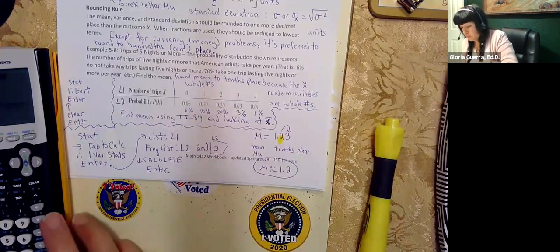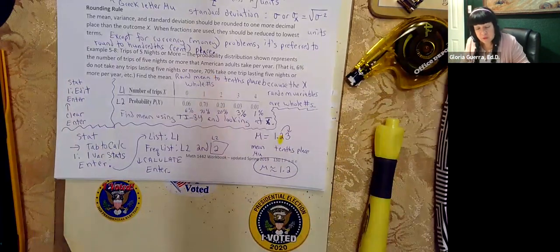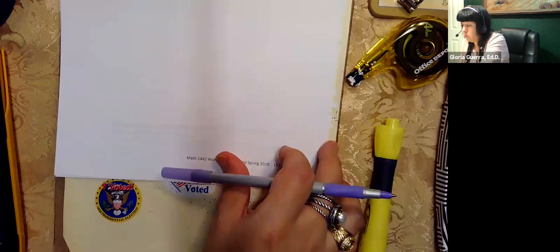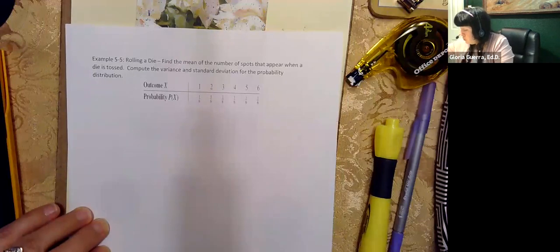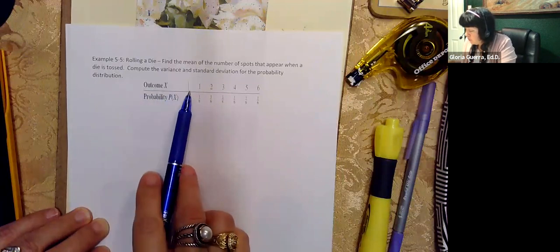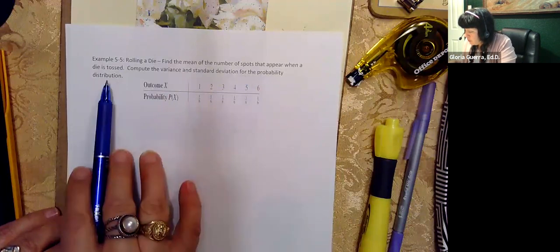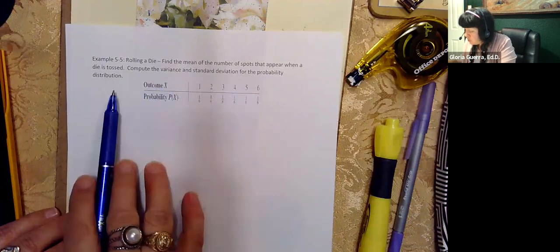Okay. All right, so this is what we're going to repeat for the next problem. Next two problems, we're going to do this 2 more times. So we've seen this in 5.1, us rolling a die, and we want to find the mean of the number of spots that appears when a die is tossed. And then we want to compute the variance and the standard deviation for the probability distribution.